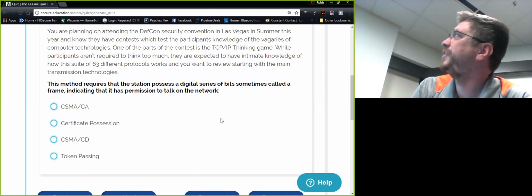This method requires a station to possess a digital series of bits called a frame, indicating that it has permission to talk on the network.